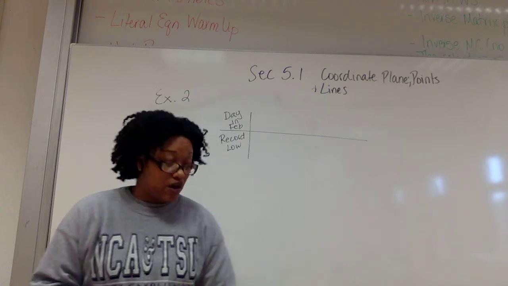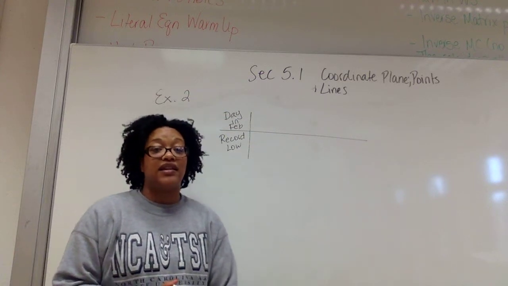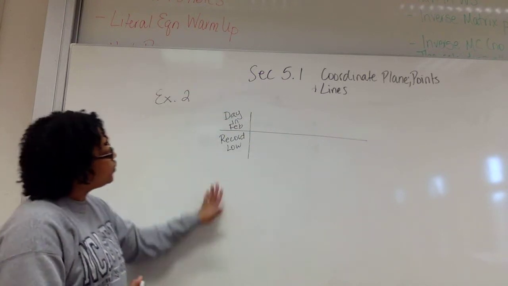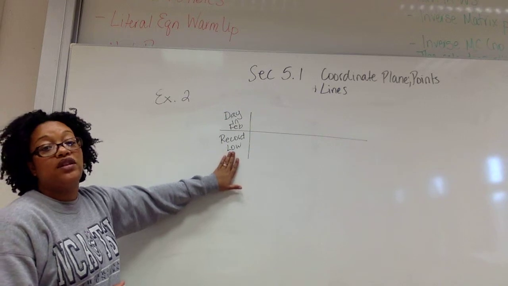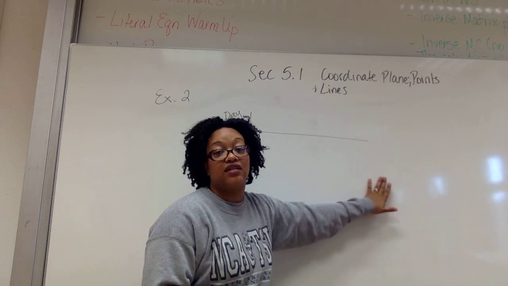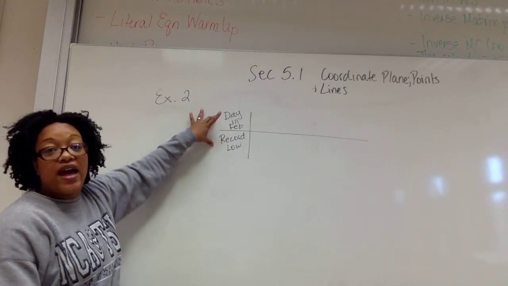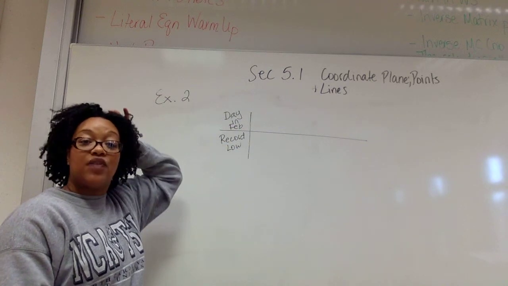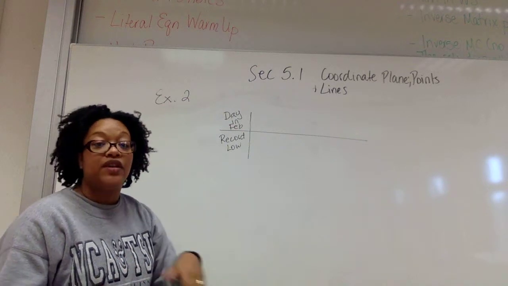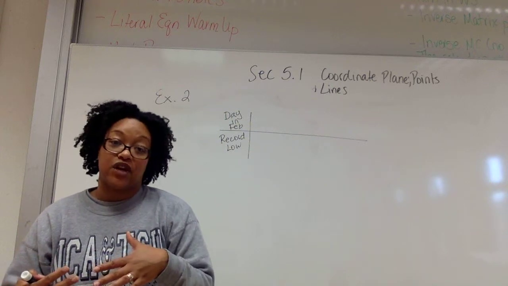they have a table there that is recording low temperatures in a city in Texas. This is the way your table is set up. Now, the only difference between this and example 1 is that your table is going horizontally. But you've got to know which one of these values represents your X and which one represents your Y. Which one is your independent variable, which one is your dependent variable.